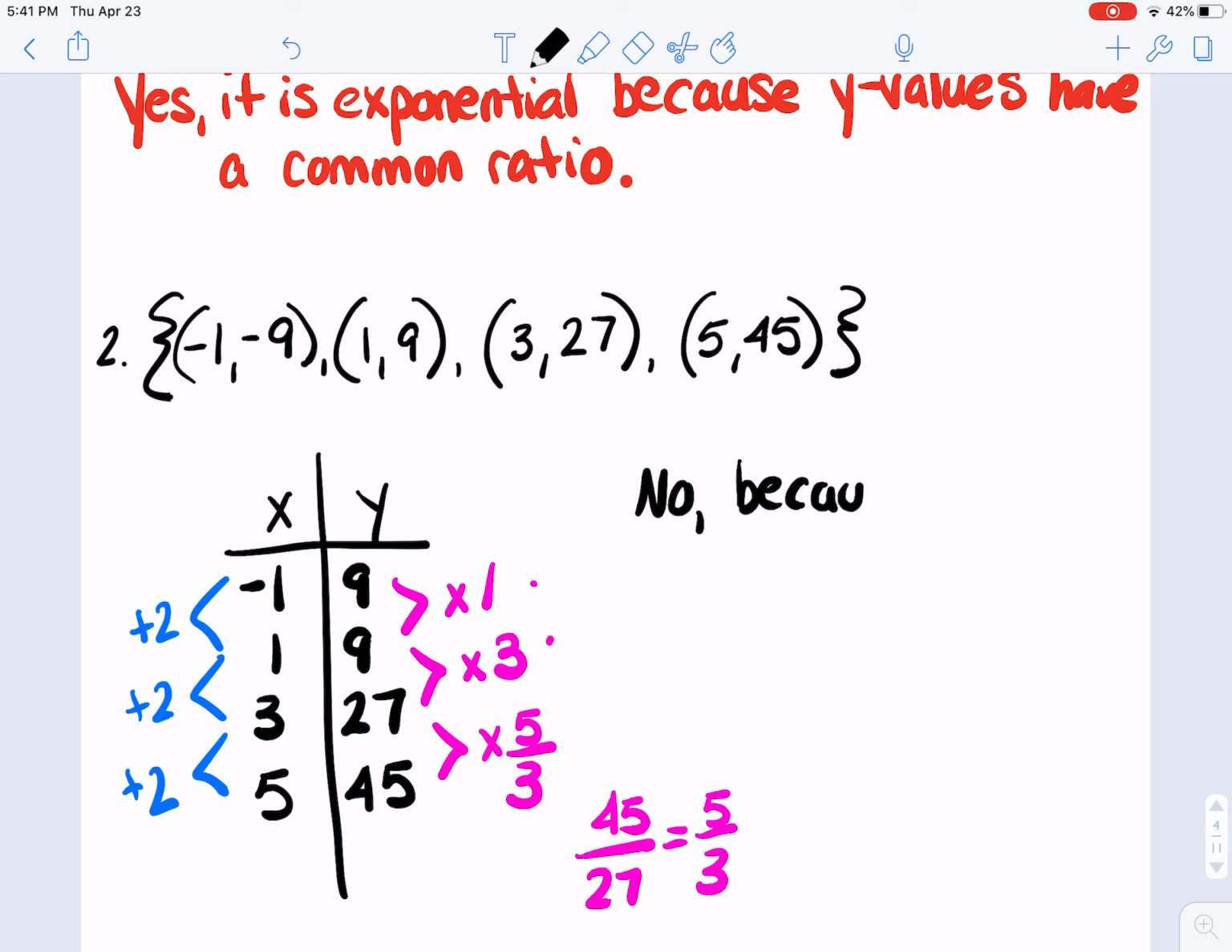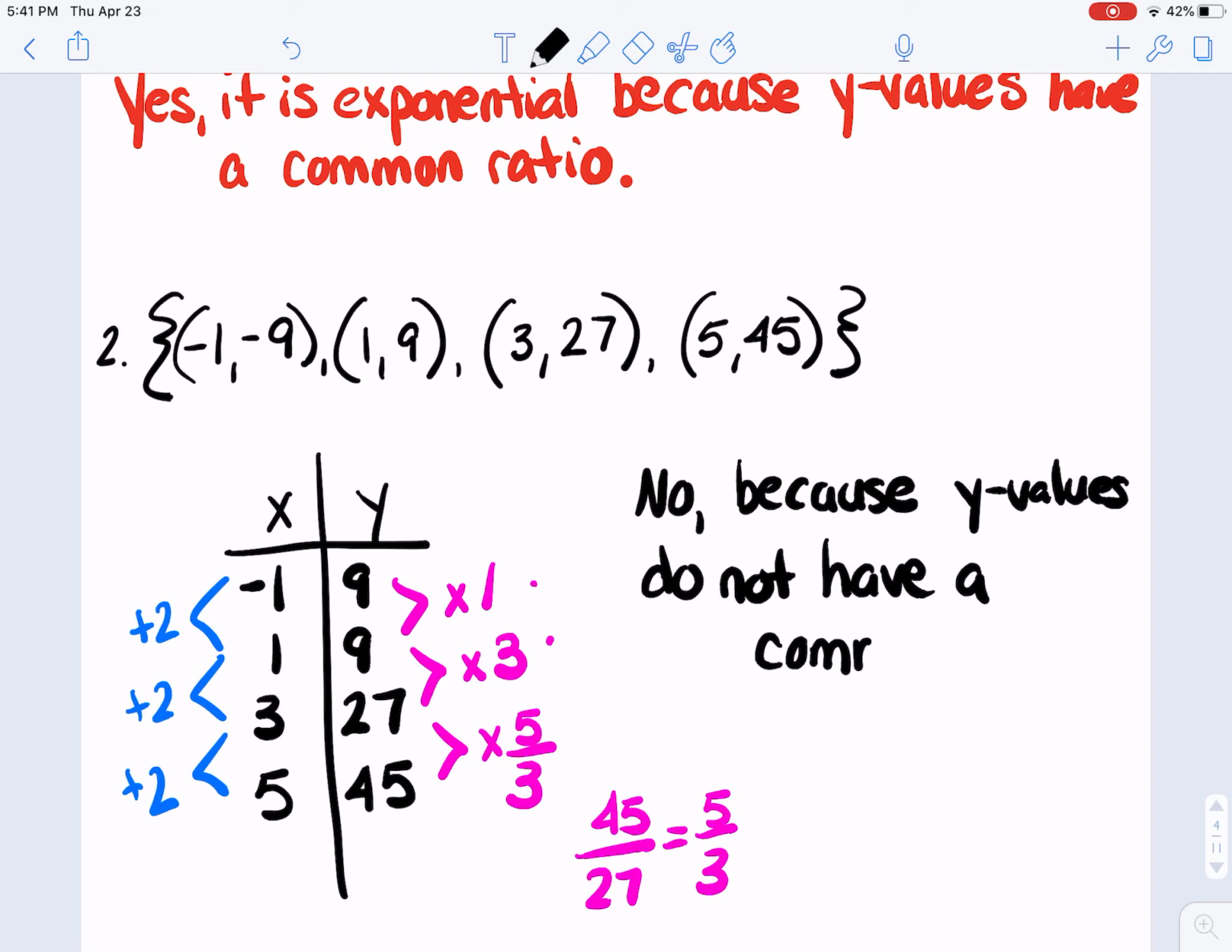And because the y values do not have a common ratio. So when they ask you to explain your answer, it's one or the other for those situations. It's either because they have a common ratio or because they don't have a common ratio.